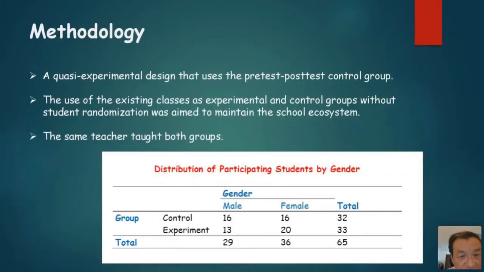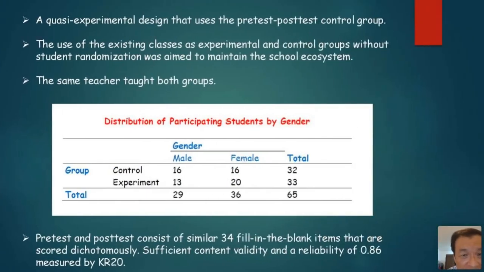Now, the methodology. We use a quasi-experimental design with a pre-test, post-test control group. We use existing classes. Why quasi-experimental? Because we do not want to disturb the school ecosystem. And the same teacher taught both groups. Our control group has 32 students, while the experimental group has 33 students, and all in all, we have 65 students. The pre-test and post-test consist of 34 fill-in-the-blank items, and have sufficient validity and reliability.